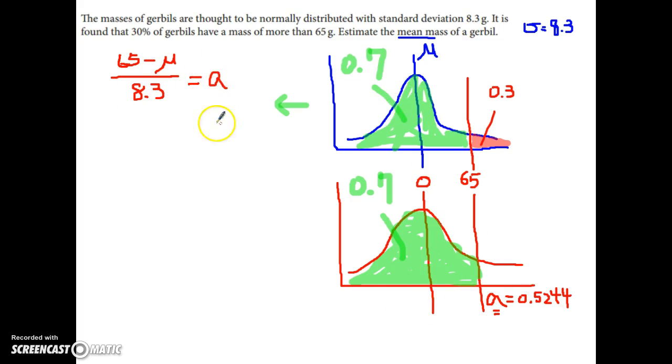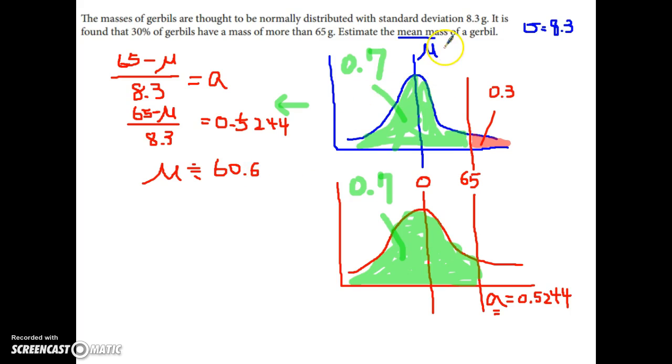So now that I know my value of A, I can substitute that in here. This will be equal to 0.5244. And all I have to do now is to solve with simple algebra. I'm not going to show you guys the steps here because I'm pretty sure you guys can do this. So if you do it right, your mean should be approximately 60.6. Let's just go with 3 significant figures. So the mean is approximately 60.6.